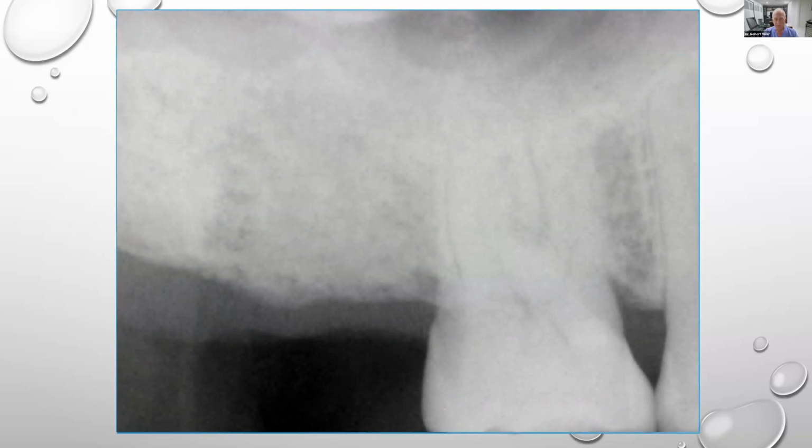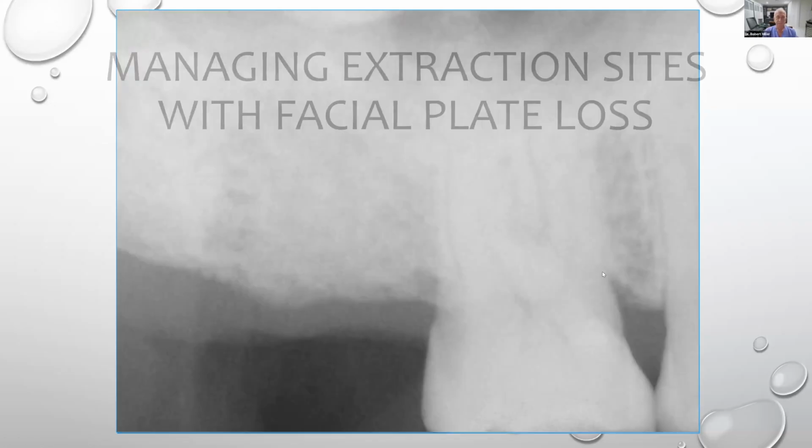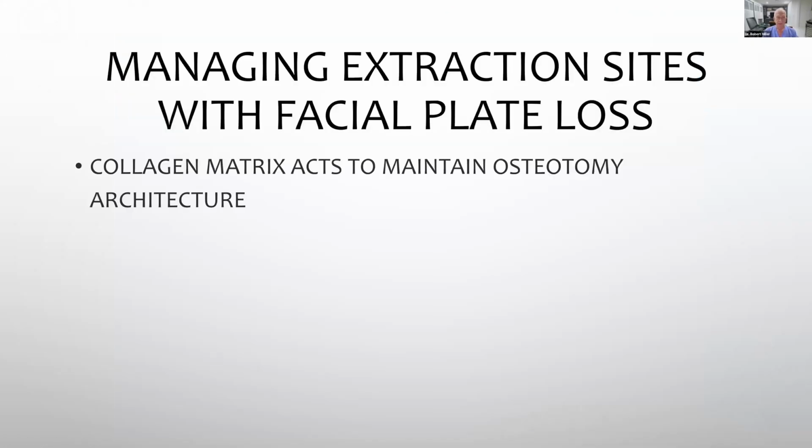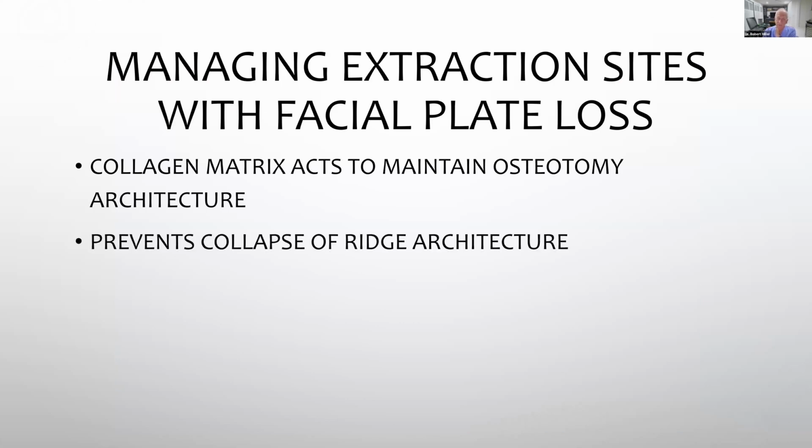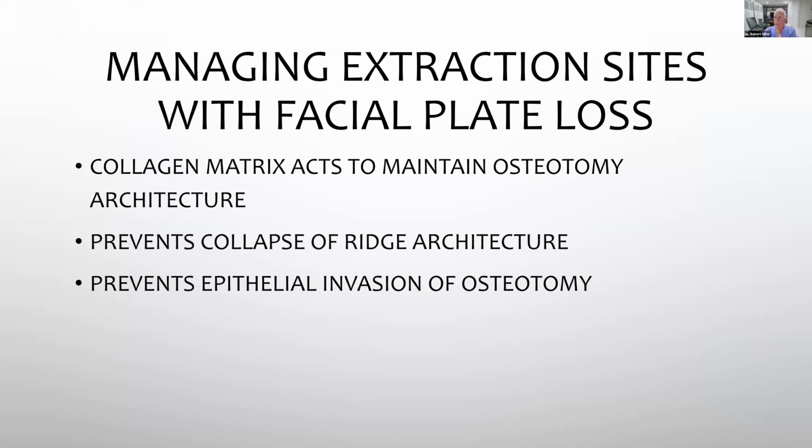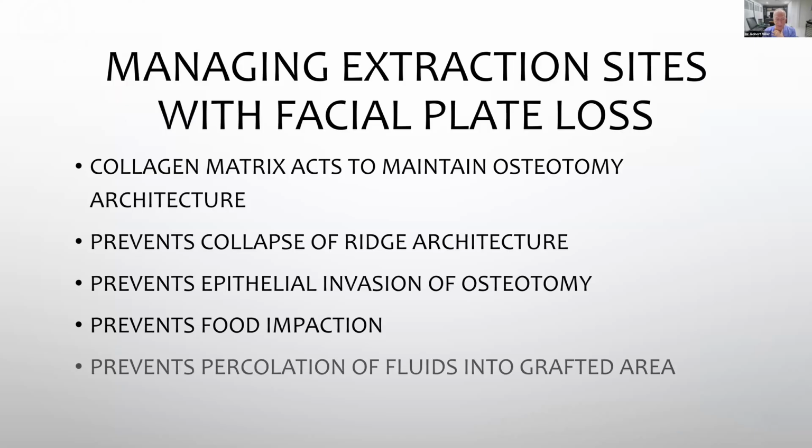Look at the densification of this right now. That is now bone that's grown in here, and it's actually forming trabecular spaces in here. That is my feedback. That's my metric. Now I know that I'm ready to go ahead and place my implant. So if we have facial plate loss, the collagen matrix acts to maintain the osteotomy architecture, prevents the collapse of ridge architecture. It certainly prevents the invasion of fibroblasts down into the graft material. It's a collagen membrane. Prevents food impaction, prevents percolation of fluids into the grafted area.